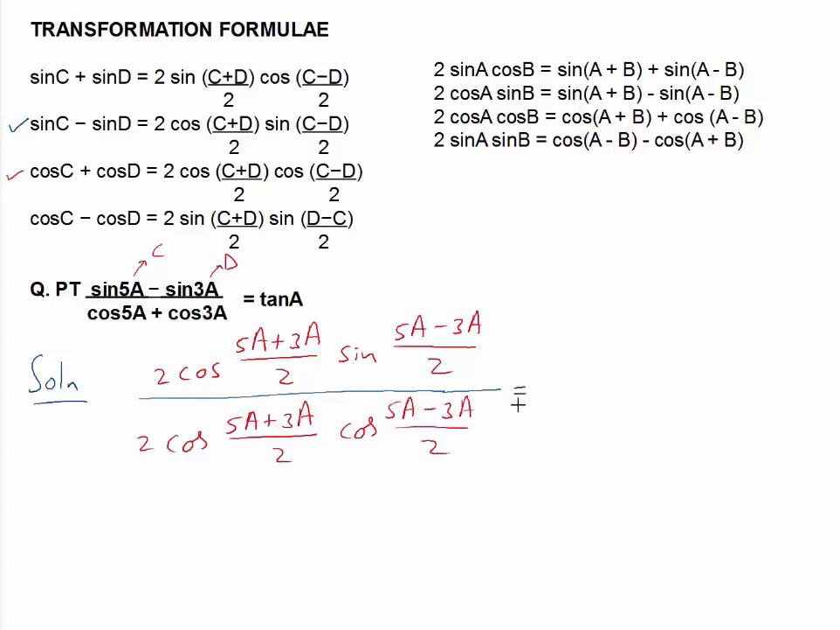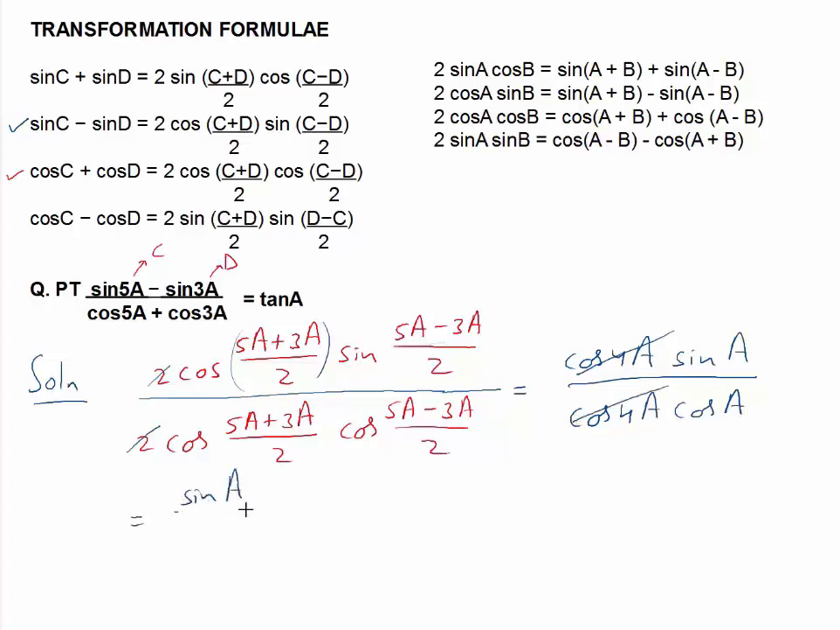Therefore, this would become equal to, so 2 and 2 will get cancelled. This would become 8a divided by 2, so it would be cos 4a. This would be 2a divided by 2, so it would be sine of a, whole divided by cos, this would be 4a, and this would be cos a. So we can see cos 4a and cos 4a will get cancelled. So we'll be left with sine a divided by cos a, which is equal to tan a, which is the right hand side, and hence proved.